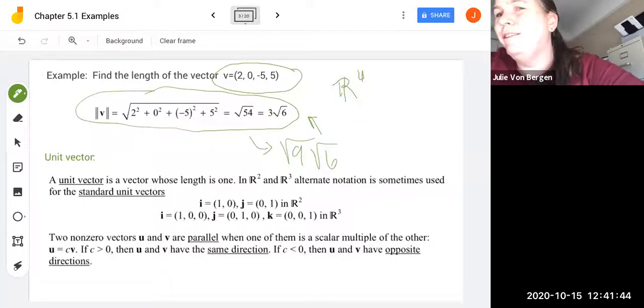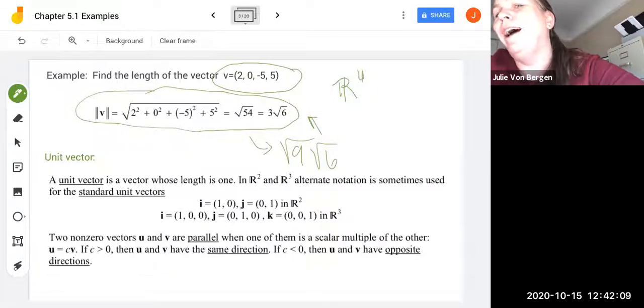Okay, so this brings us to the definition of a unit vector. A unit vector is a vector whose length is 1. In this case, the vector we just found is longer than 1. You could verify 3√6 is, of course, going to be a value longer than 1 when you convert that to decimal. So a unit vector is a vector whose length is 1. So in R2 and R3, alternate notation is sometimes used for these standard unit vectors.